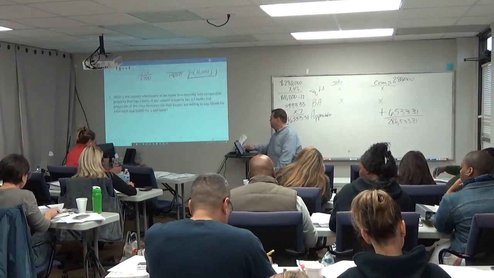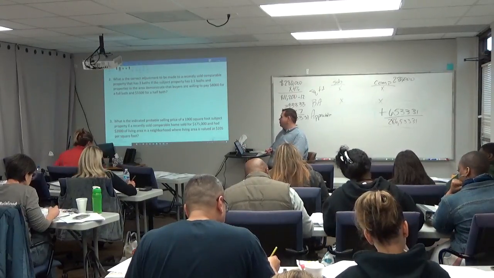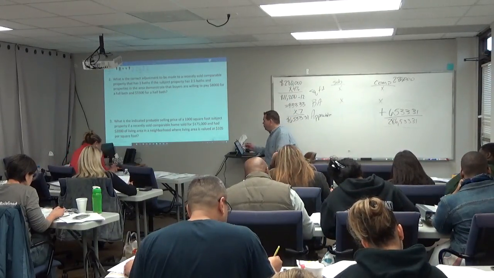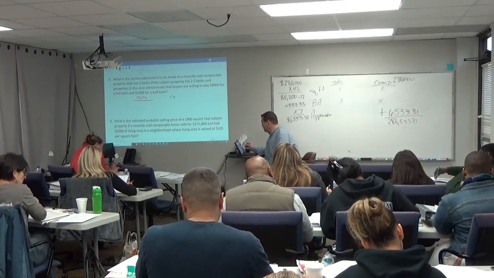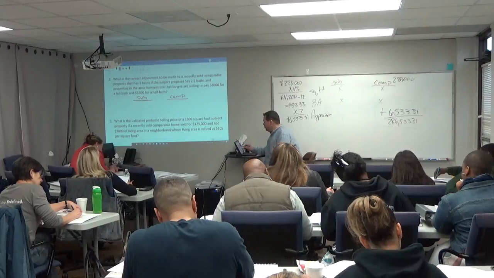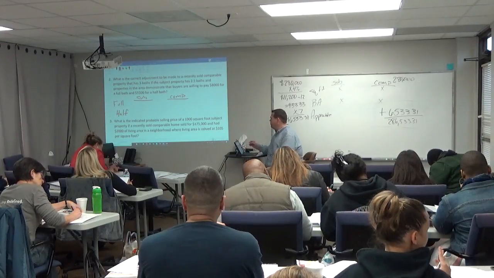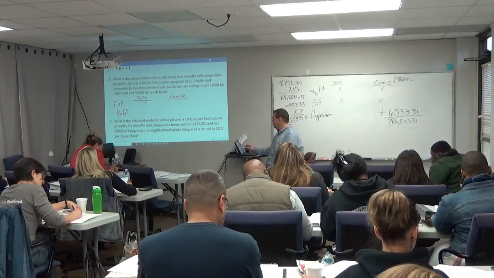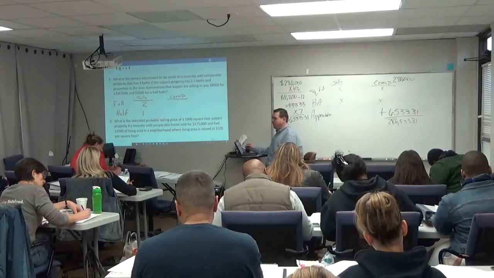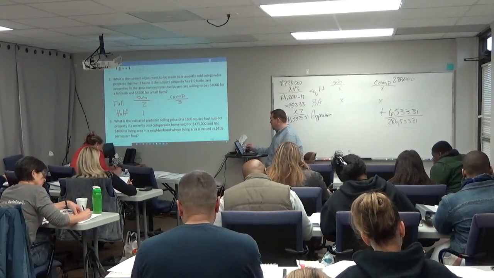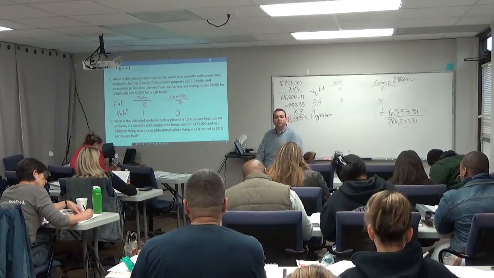Number two, what's the correct adjustment to be made to a recently sold comp that has 3 baths if the subject property has 2.5? Well, subject has how many baths? 2. Okay. So we're going to do full and half. How many full does the subject have? 2. How many halves does it have? 1. On the comp, how many full does it have? 3. And how many halves? 0. So now you see how I set it up. We have to make 2 adjustments, correct?